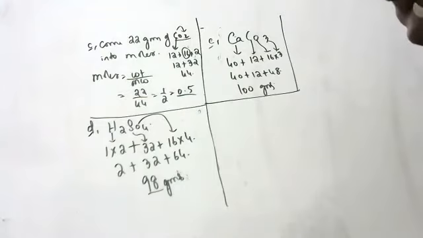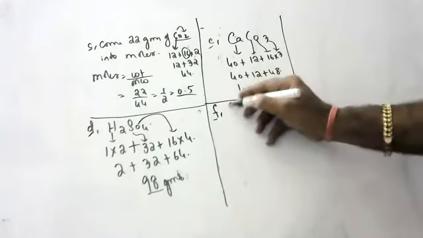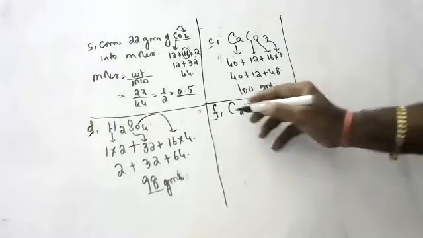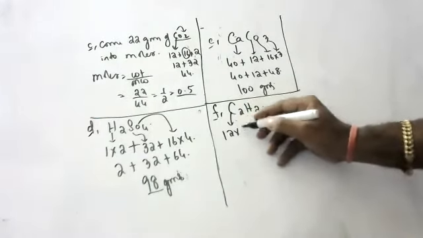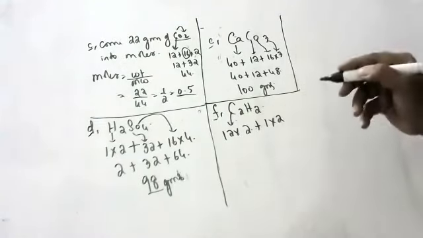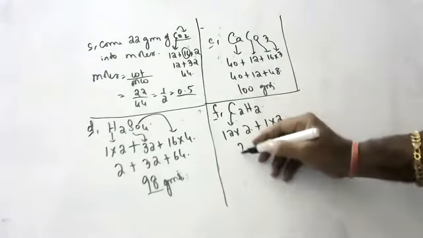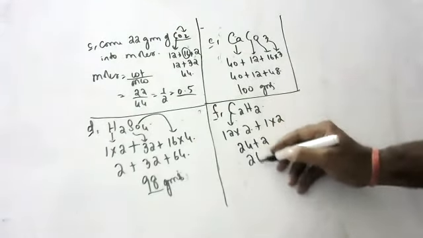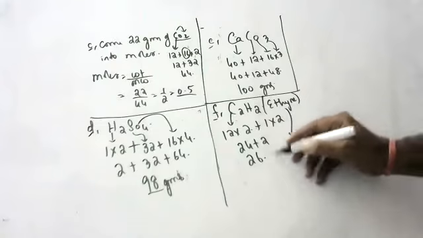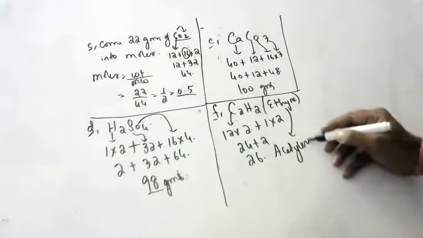So children, next question. C2H2. Shanmukh, can you tell me the molecular weight of C2H2? Carbon is 12, 12 into 2 is 24, plus 1 into 2 is 2, which equals 26. This is ethyne, children. Ethyne is commonly called acetylene.